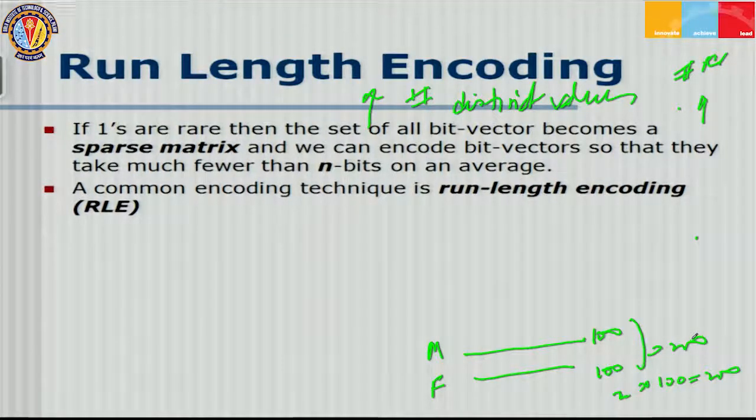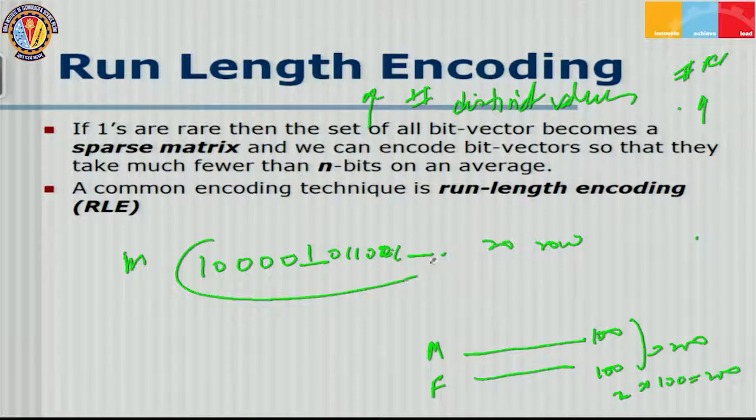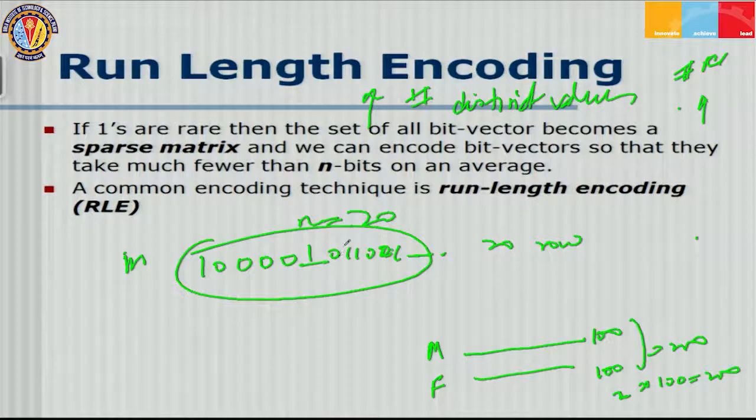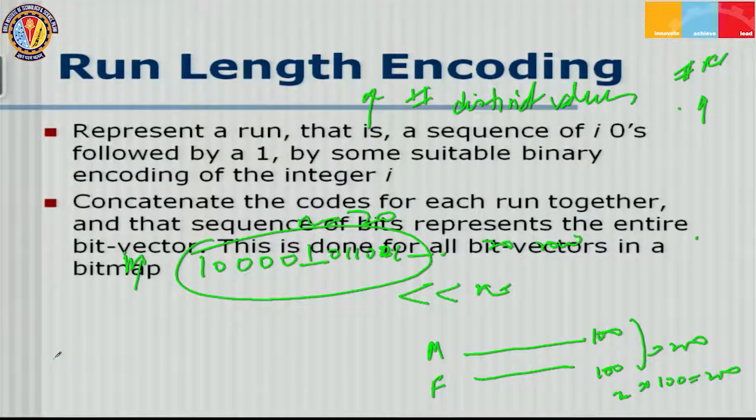So you can see here, if there is this male and I have to represent them, suppose there are 20 rows, so there will be 20 bits, and 20 is nothing but n in this case. What I'm saying is, if there are fewer ones, like in this case, I can represent it by much less than n bits on average. Okay, that is the idea. A common encoding for this is run length encoding, and now I'm going to give you the details of run length encoding.